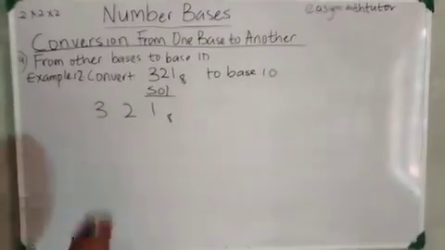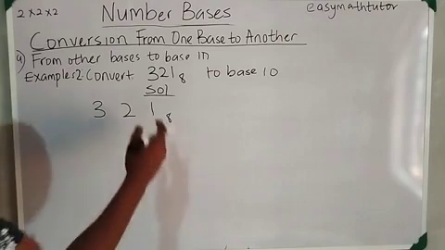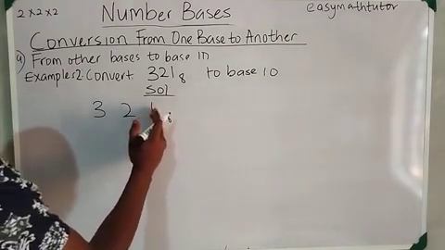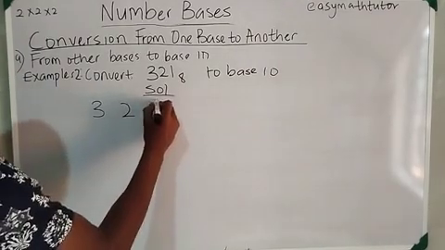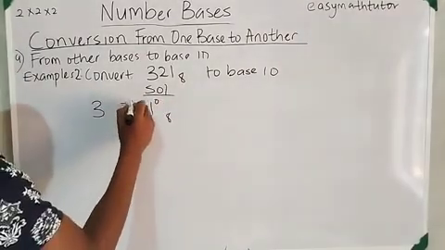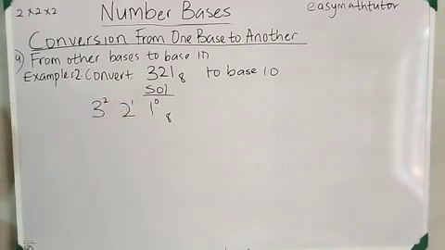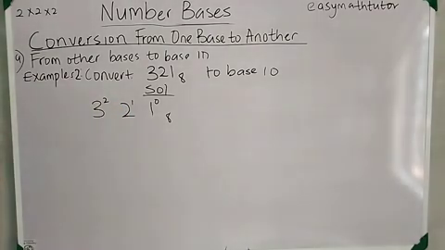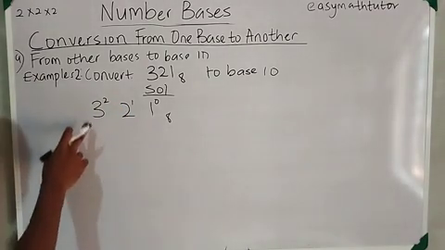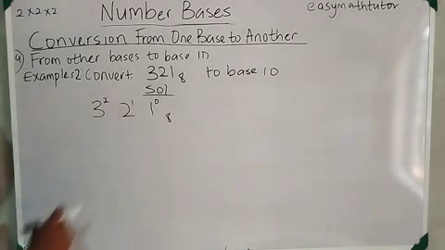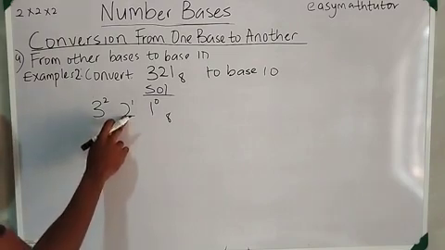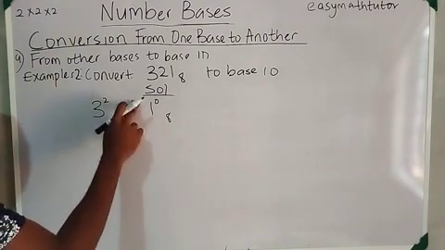The next step is to give them powers, always starting from the right hand side and moving back to the left hand side. This will have a power of 0, this will have a power of 1, and this will have a power of 2. So then we are now going to multiply each number by the base raised to the power.